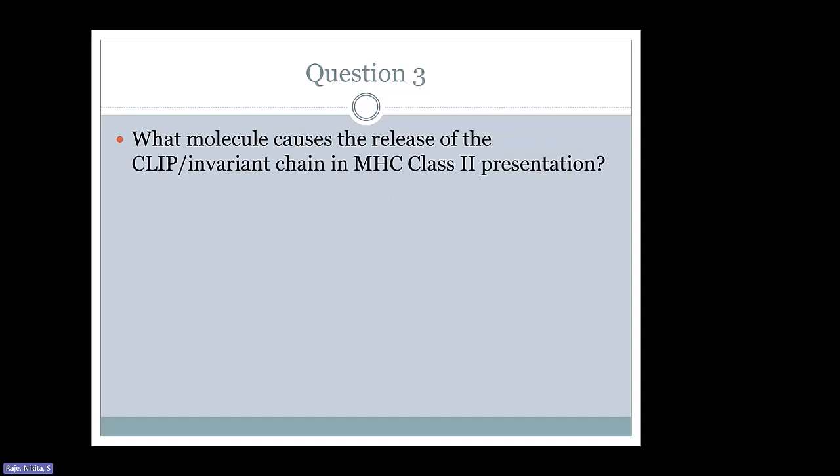What molecule causes the release of CLIP or invariant chain in class 2 MHC? HLA-DM. Yeah, HLA-DM. It has nothing to do with HLA-DR, DQ, DP, right? Nothing to do with that. Those are class 2 MHC. HLA-DM is where it comes into play in that pathway. Nothing to do with the class 2.